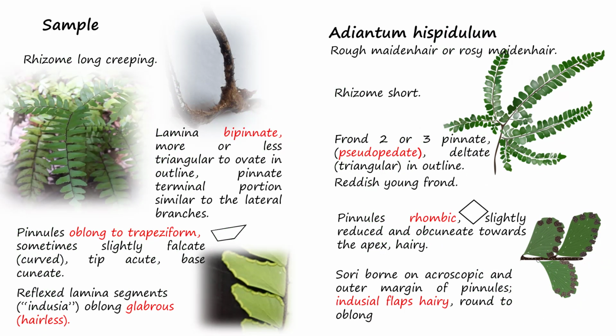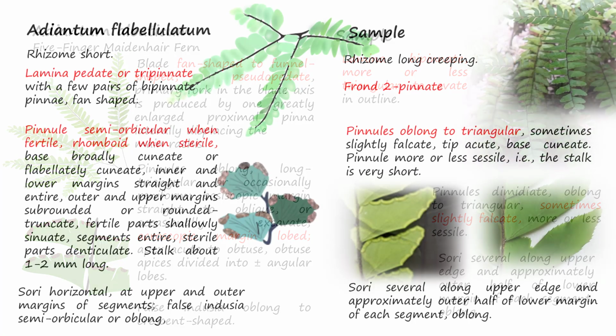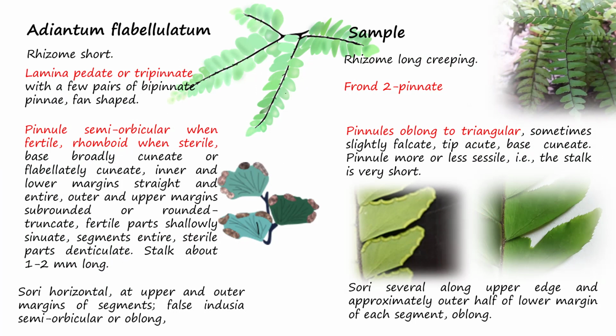Adiantum hispidulum has fronds pseudopedate and pinnules rhombic, unlike the unidentified bipinnate fern with pinnules oblong to trapeziform and slightly curved. Also excluded as the identity of the fern is Adiantum pedatum, which has frond architecture reflecting its common name, the five-fingered maidenhair. Another pedately branched or tripinnate Adiantum, which is fan-shaped and obviously not the identity of the unknown species, is Adiantum flabellulatum. This fern species has pinnules semi-orbicular when fertile and rhomboid when sterile, with pinnule stalks evident. In contrast to the fern to be identified, which has pinnules oblong to triangular, often falcate and more or less sessile, that is with very short pinnule stalks.